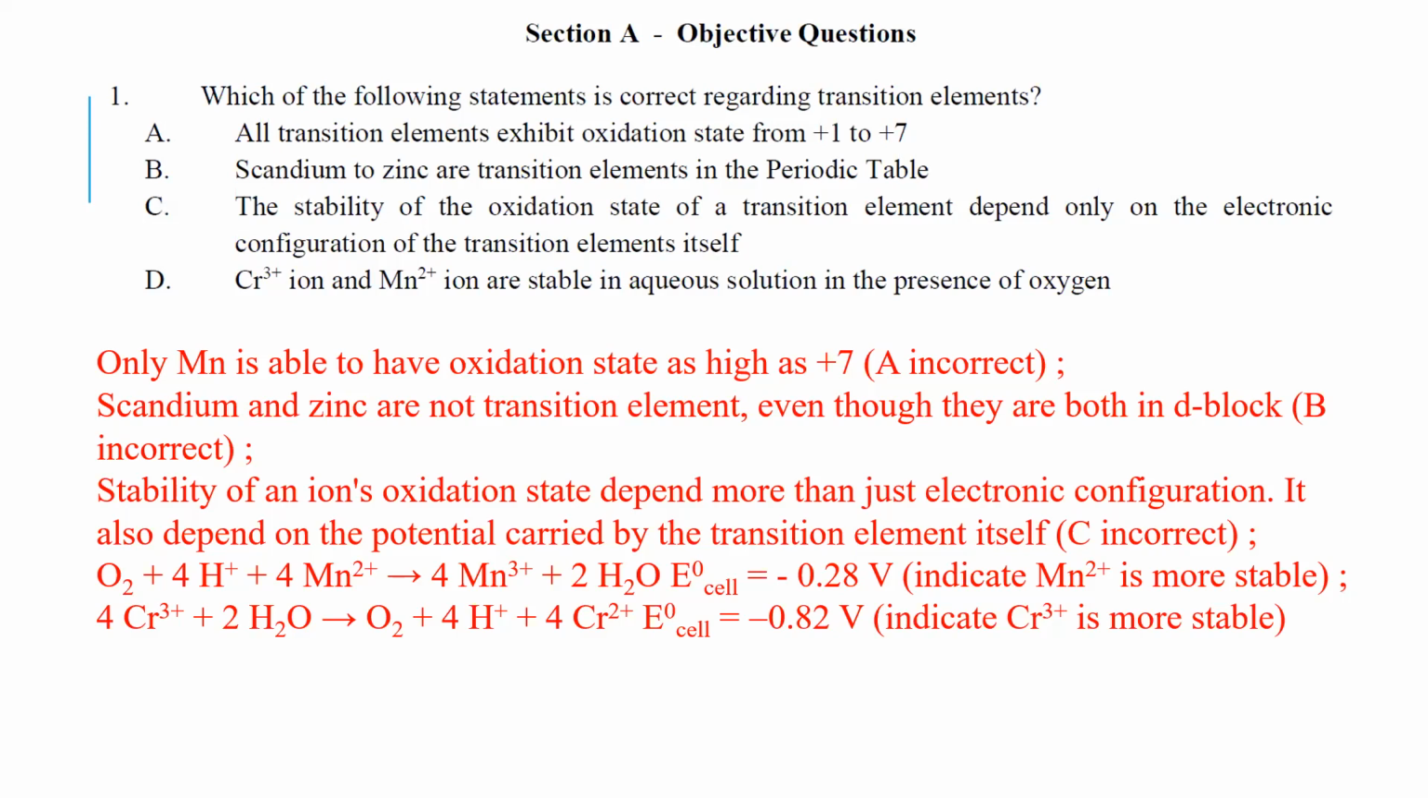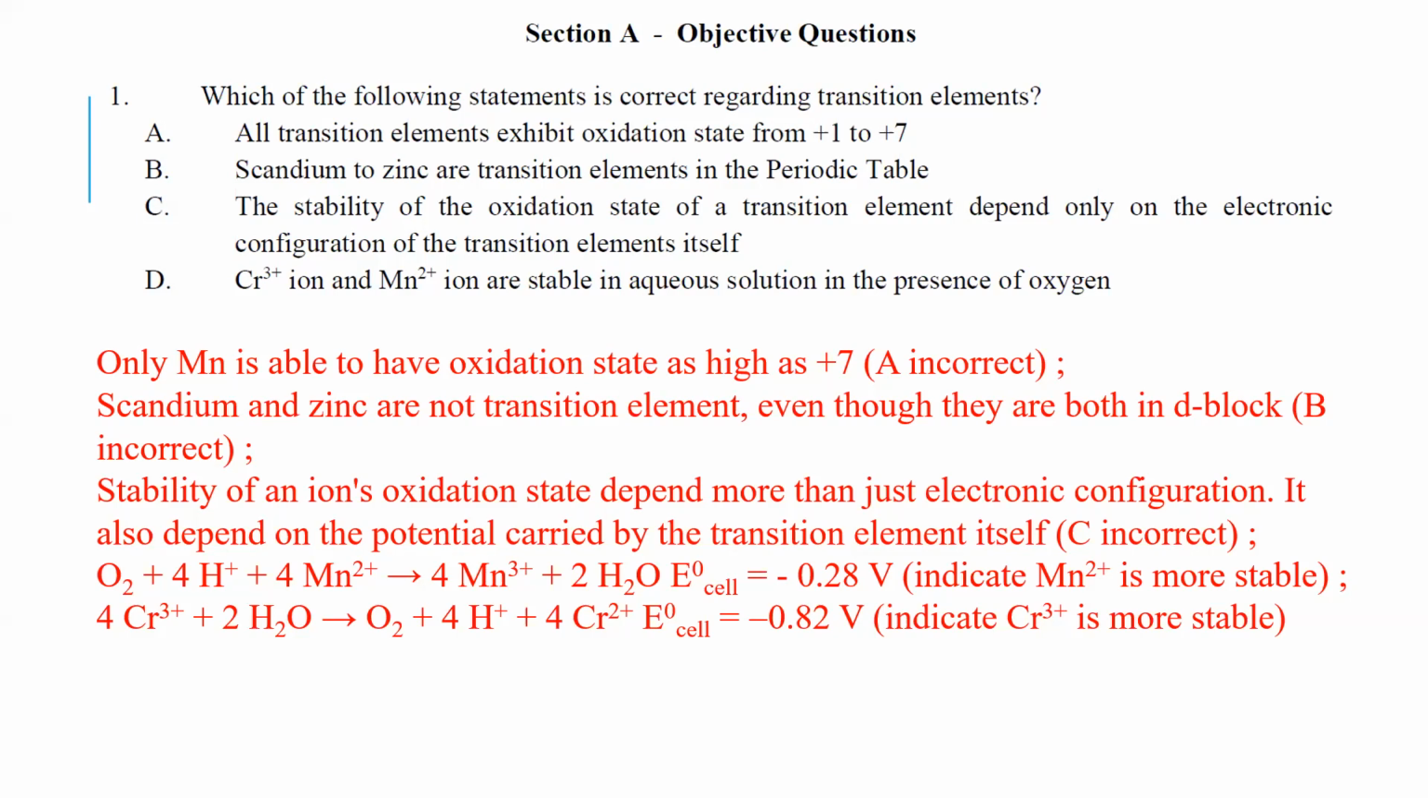B, scandium to zinc are transition elements in the periodic table. Actually, no. Scandium and zinc are not transition elements because they only have one ion, and their d orbital is either empty or completely filled, so it does not obey the definition of a transition element. Then C, stability of the oxidation state of a transition element depends only on the electronic configuration. No, it depends on other factors besides the electronic configuration. They also depend on the standard electrode potential carried by each of the transition elements itself.